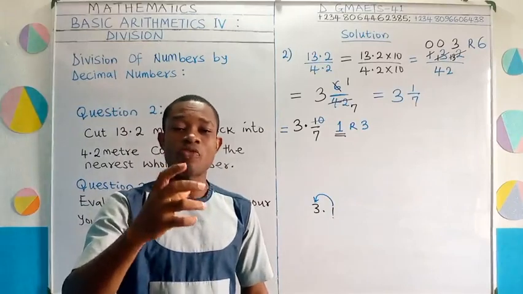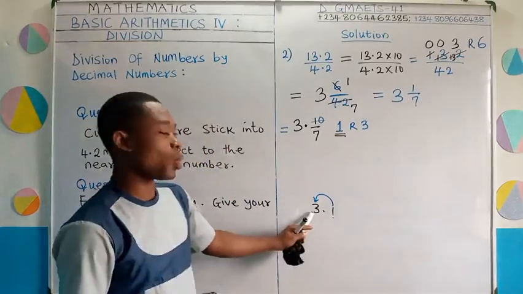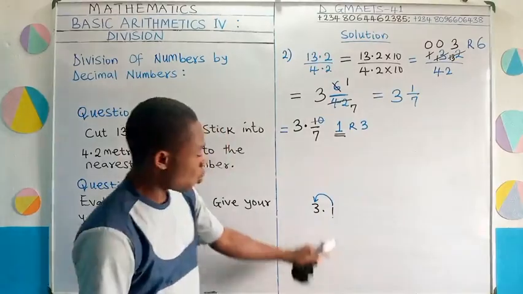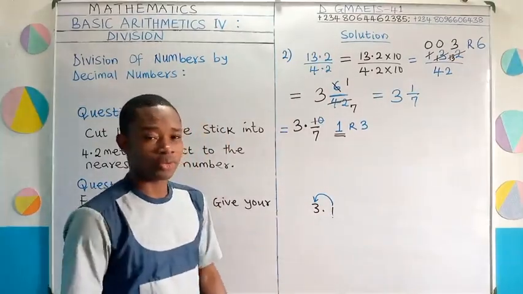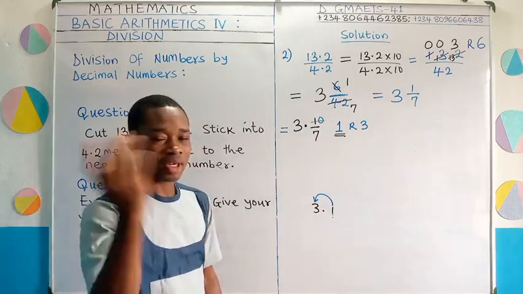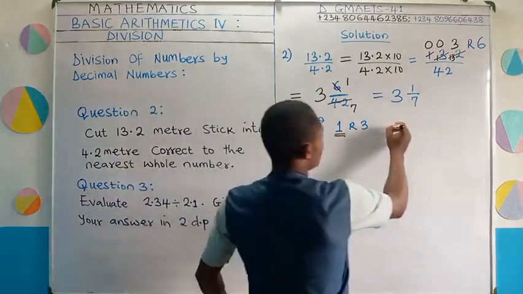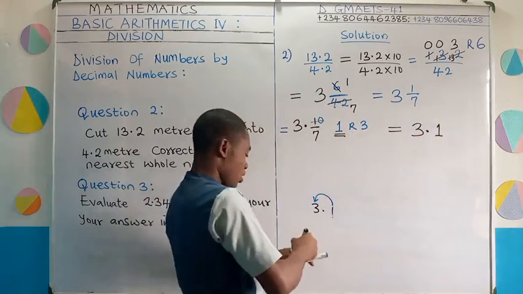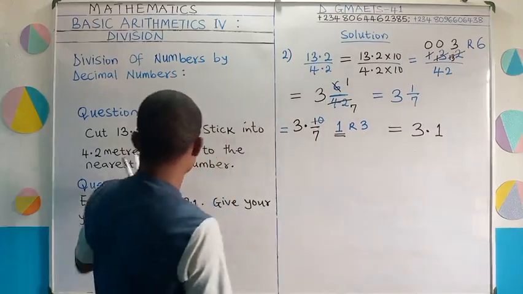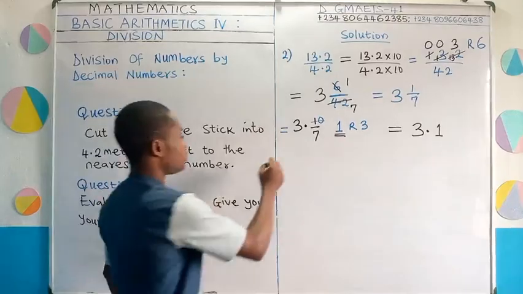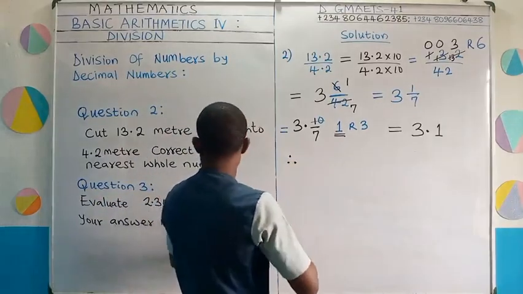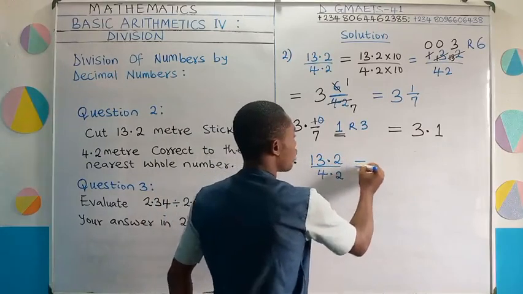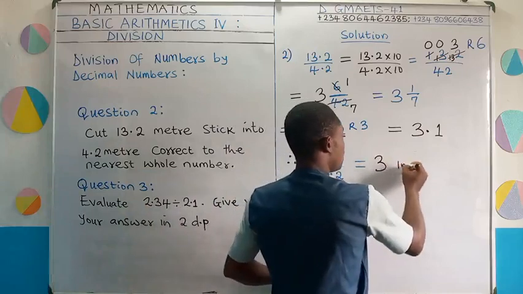Because you know, if it is up to 5, then it means we'll round up by adding 1 to this 3. But if it is not up to 5, it means we'll round down. So this one is less than 5, therefore we are going to round down. Just change it to 0, cancel it off, it becomes 0. Are you following right? So this answer becomes 3. I don't need this remainder, it's of no use to me. Rounding off to get my answer in the nearest whole number now. Therefore, I'll conclude that 13.2 divided by 4.2 is equal to 3 in the nearest whole number.